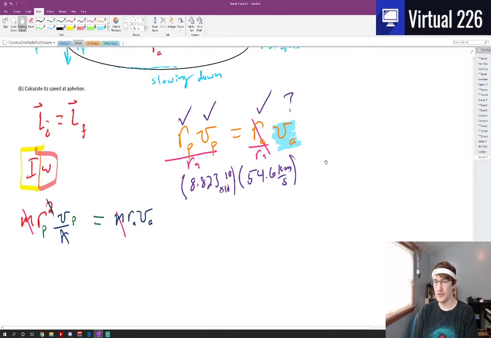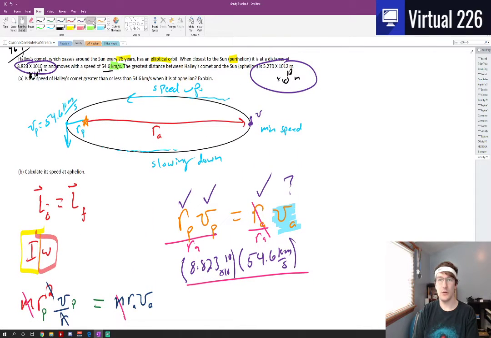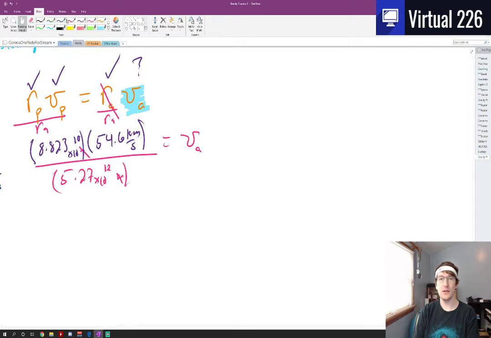So what I can do here is divide this by RA, which for our setup here is 5.27 times 10 to the 12th meters. The meters go away, which is nice. And this gives me my velocity at aphelion. Now we just got to shove in all the numbers.